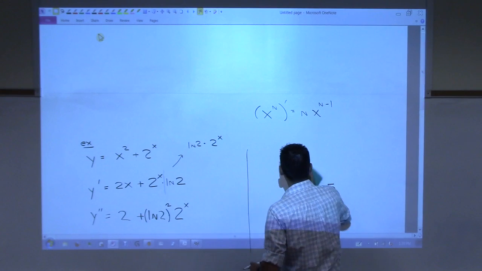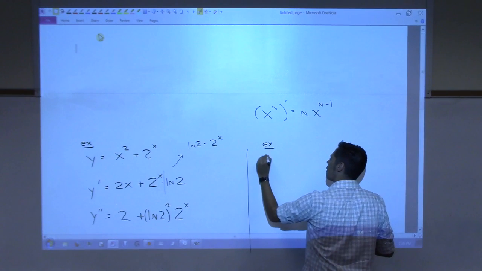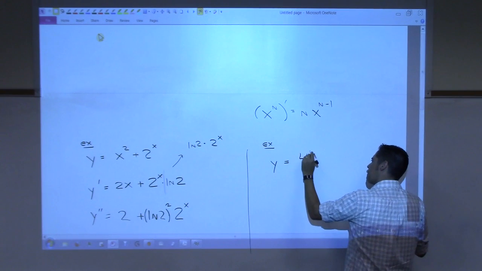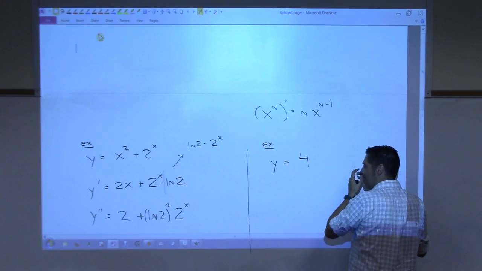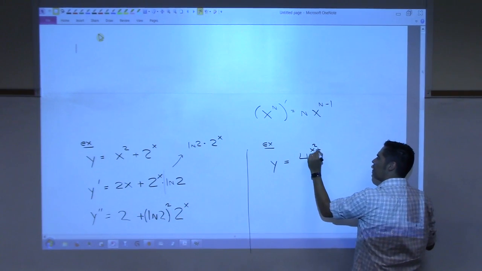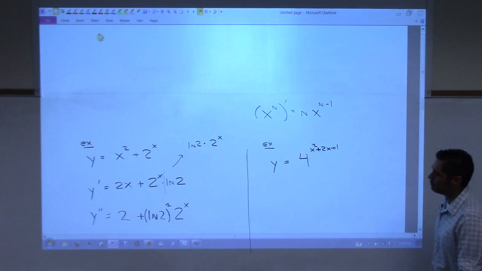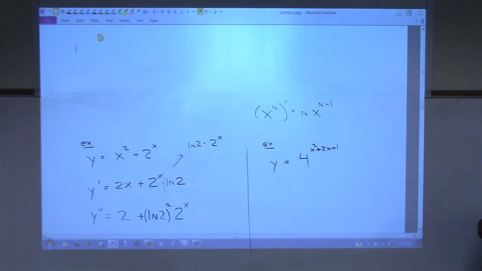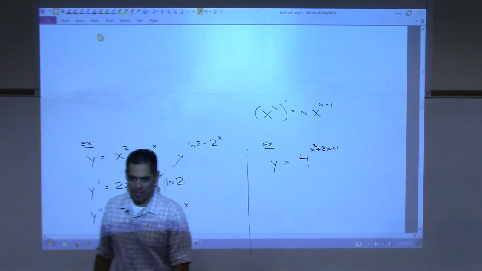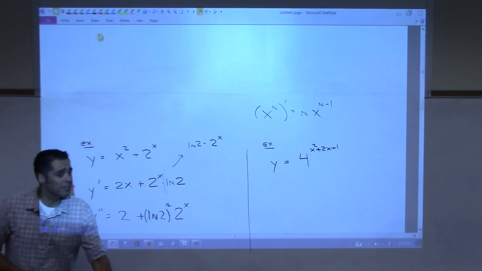All right, let me try something else. Another example: y equals 4 to the x squared plus 2x plus 1. Anyone have an idea of what I'm going to use to do this? You do the same thing, but I think there's a chain rule. This is going to have chain rule in it.